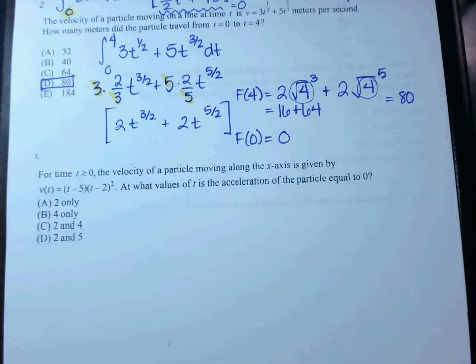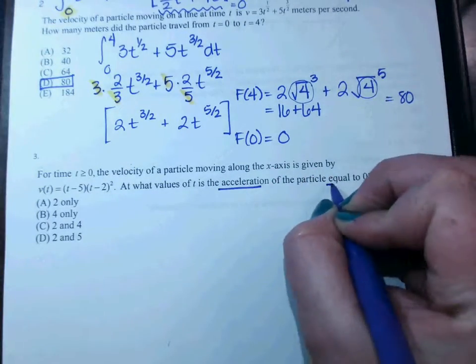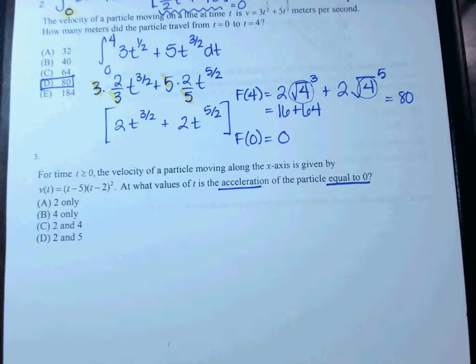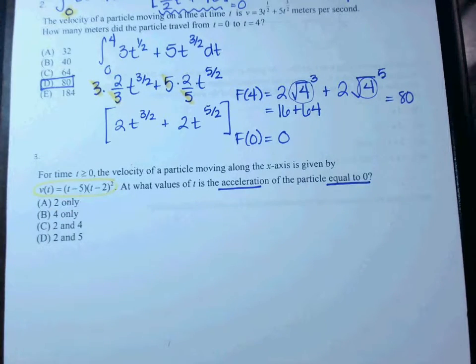For time t greater than 0, the velocity of the particle is given by blah, blah, blah, blah. At what time is the acceleration equal to 0? Okay, pretty straightforward on the instructions. We need to find acceleration, set it equal to 0. How do you find acceleration if this is velocity? Derivative. What rule do you need? Product rule and chain rule, so both of those are right.